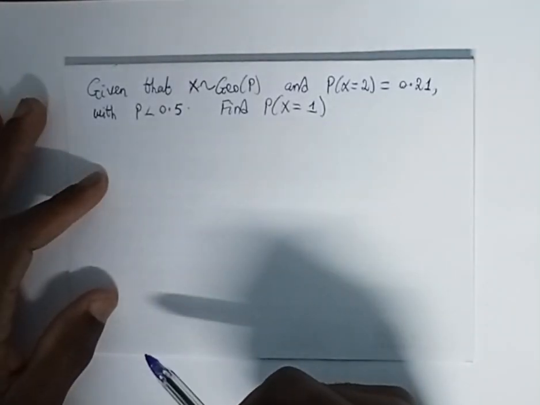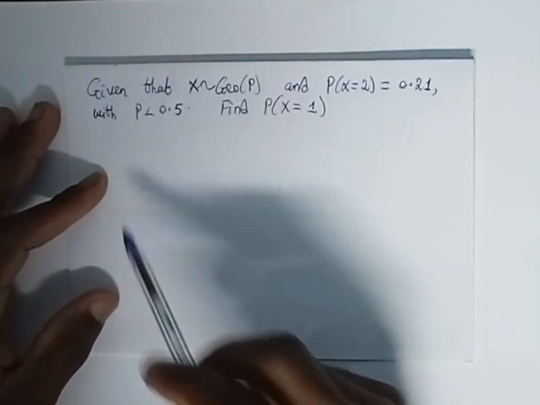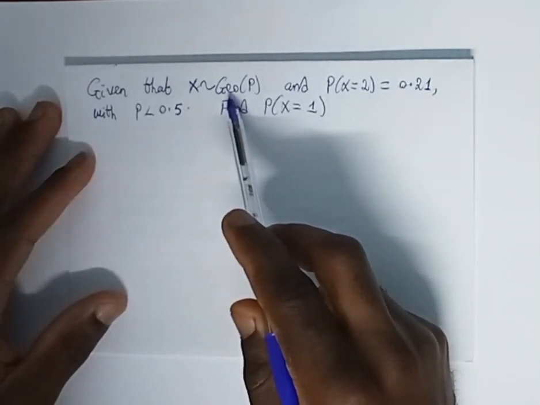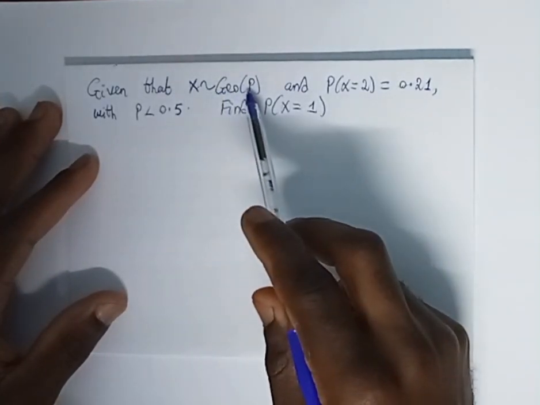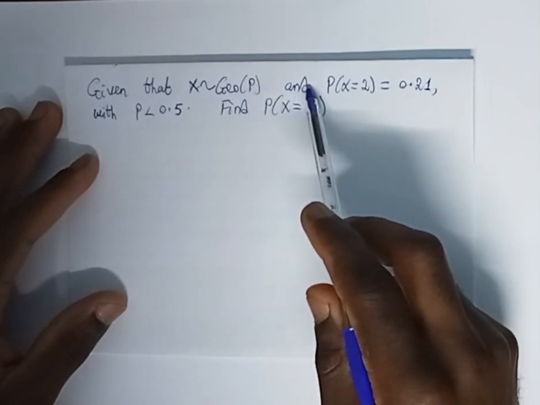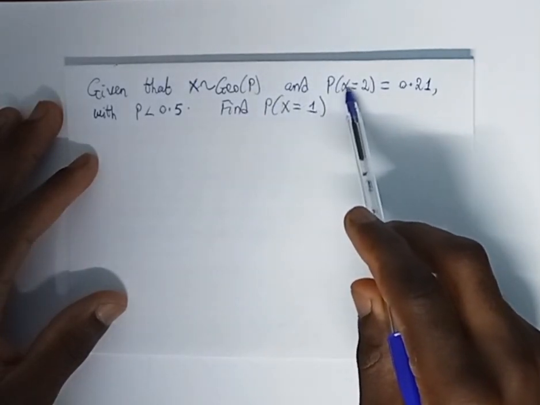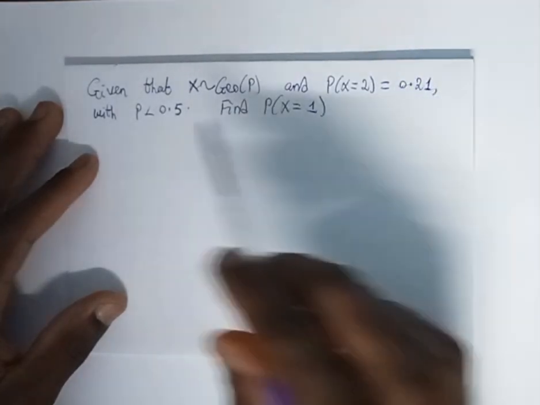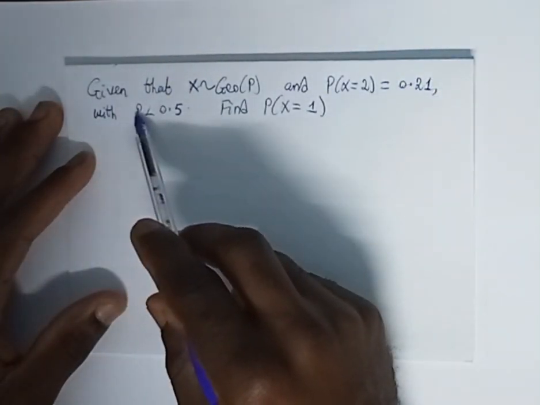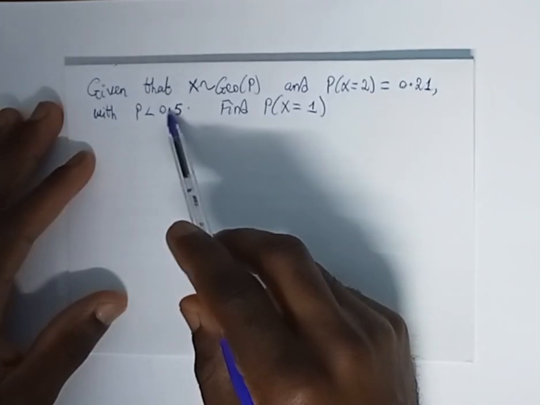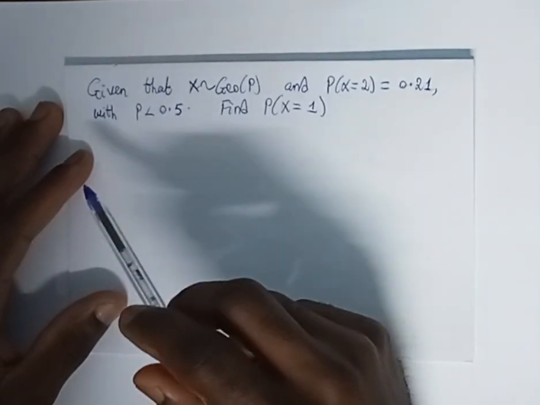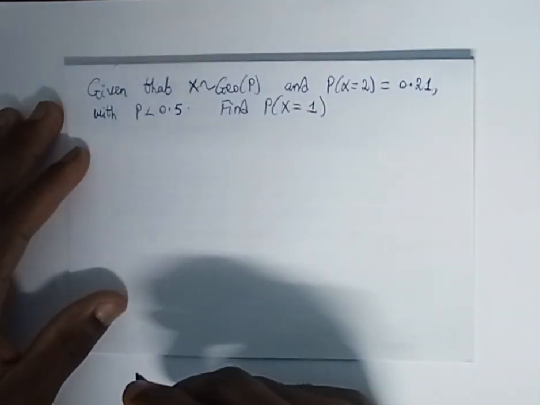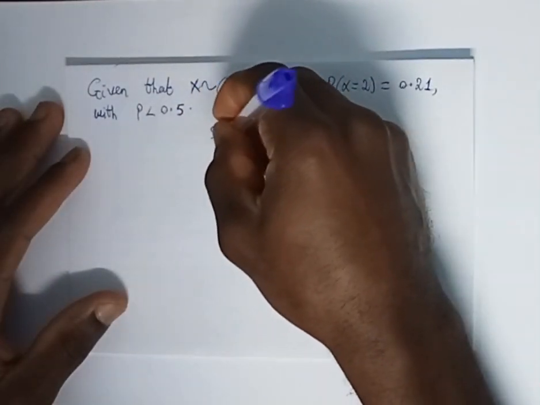We are to answer the following question. The question goes, given that X follows a geometric distribution with probability of success P and the probability of X equal to 2 is simply equal to 0.21 with P less than 0.5, the probability of success, find P of X equal to 1. We take down the solution.